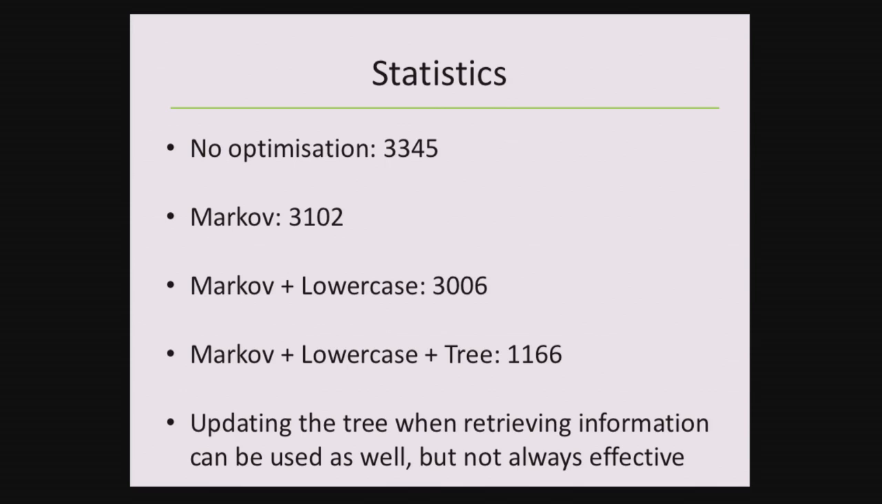So if you don't do any optimization, based on dumping all the column names from a database, you will do like 3,000 requests. If you use Markov, just by saying what's the most likely next letter, you go down to 3,100, which is okay, but not really good. A good optimization is to use lowercase, because most of the time you don't care about the case of the information you're retrieving. So it's a little bit better. If you use a tree, you go down to 1,200 requests, pretty much. So it's really, really effective.